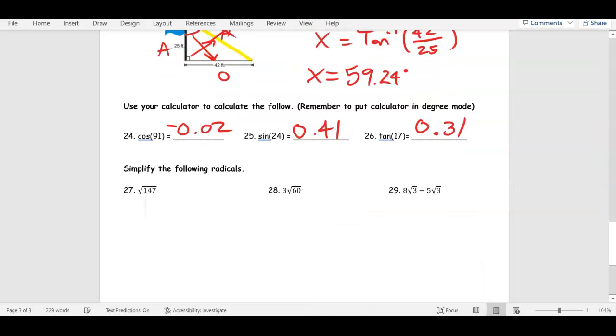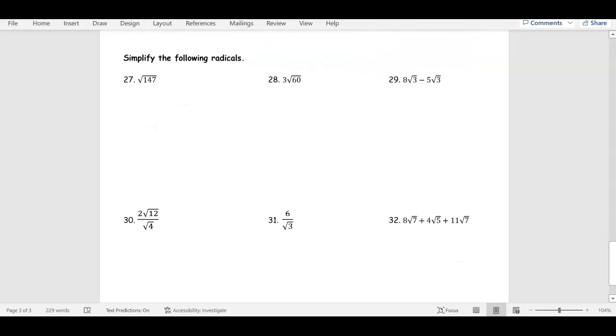Cool. All right, last section here. Square root of 147. We do the factor tree. Let's start with 3, 49. And then 49 is 7 times 7. And that's it. So we got one pair, one loner. So it's 7 square root of 3. Pairs go out, loners stay in.